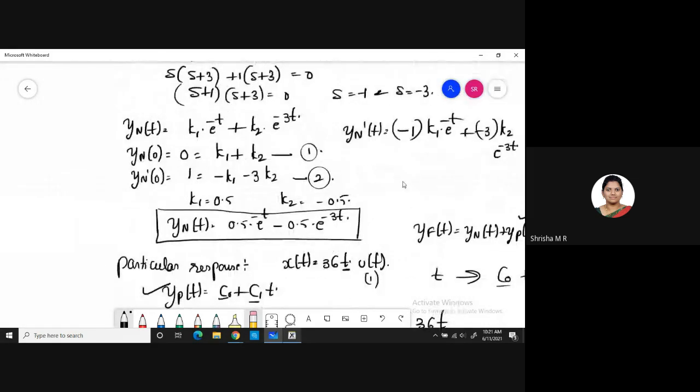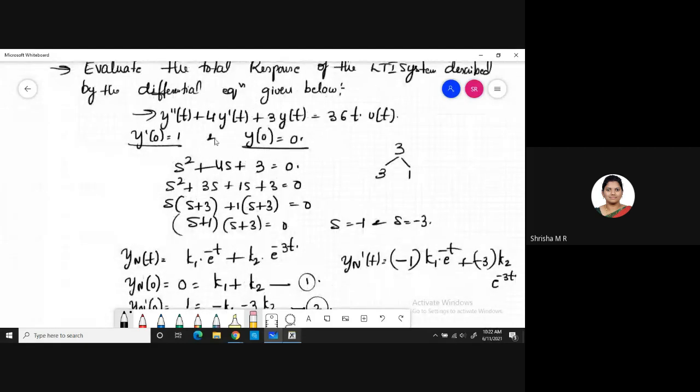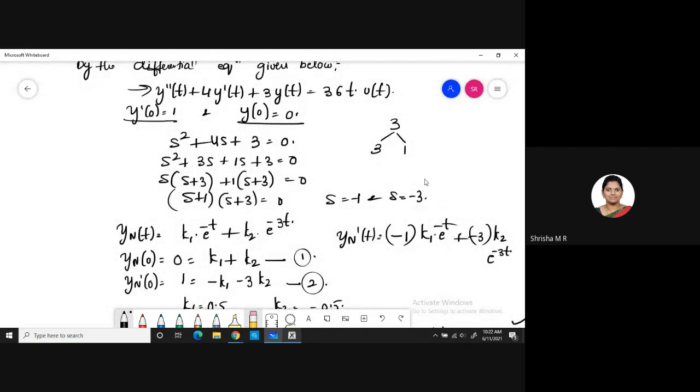See here, when you have your differential equation, try to find the roots of the characteristic equation. That is the first step. If the roots are real and distinct, you will have k1 into e power s1t plus k2 into e power s2t. Okay, what is our s1 and s2? It's minus 1 and minus 3. Substitute that. k1 into e power minus t plus k2 into e power minus 3t. That is your natural response.